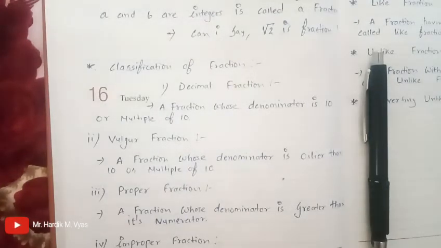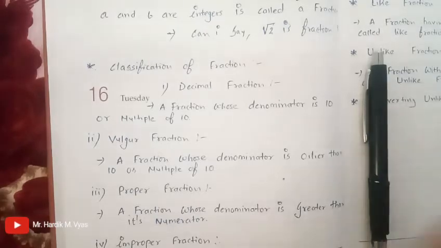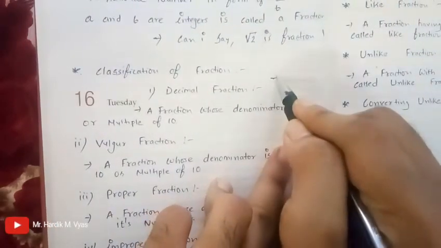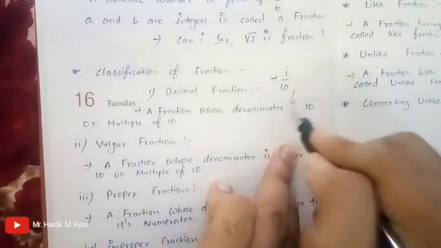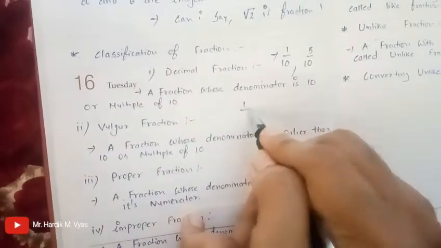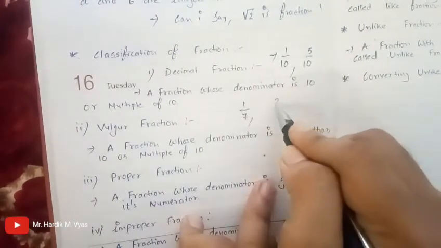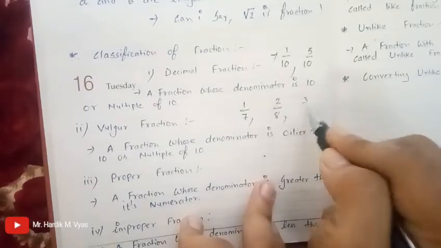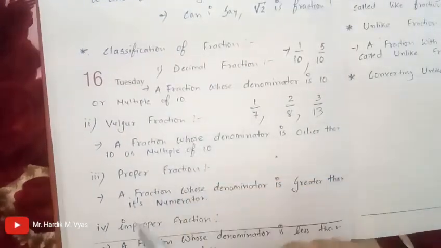The next thing is vulgar fractions. अच्छा, सिंपली लैंग्वेज में मैं आपको बताऊं, अगर जिसका भी डिनोमिनेटर 10 ना हो, जो डेसिमल फ्रैक्शन ना हो, वो ऑटोमेटिकली वल्गर फ्रैक्शन हो जाएगा. So the definition is a fraction whose denominator is other than 10 or a multiple of 10. For example, 1 upon 10 is a decimal fraction, 5 by 10 is a decimal fraction, but 1 upon 7, 2 upon 8, 3 upon 13, they are all vulgar fractions.